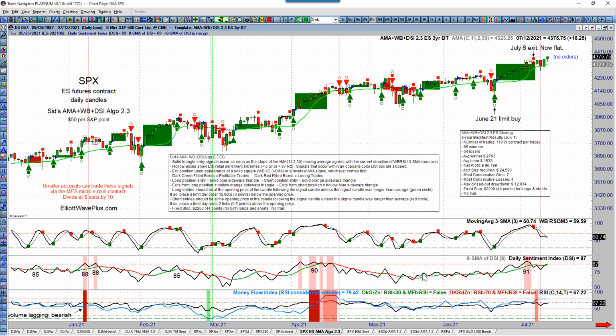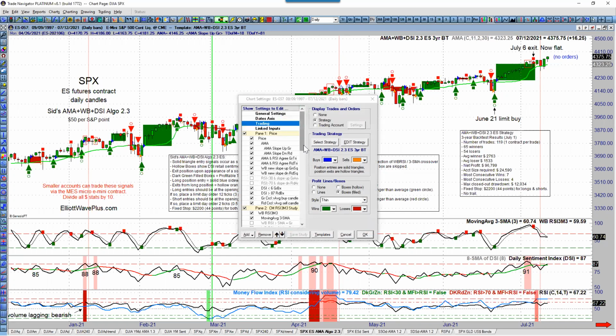And so what I do with the daily sentiment index, when I have it available on that futures contract, is I will backtest for a threshold. And in this case, the thresholds are 6 and 87. If the DSI is over 87 on the ES contract, based on backtesting, the algo will refuse to take a new long signal. And that is shown right here by this thin red box.